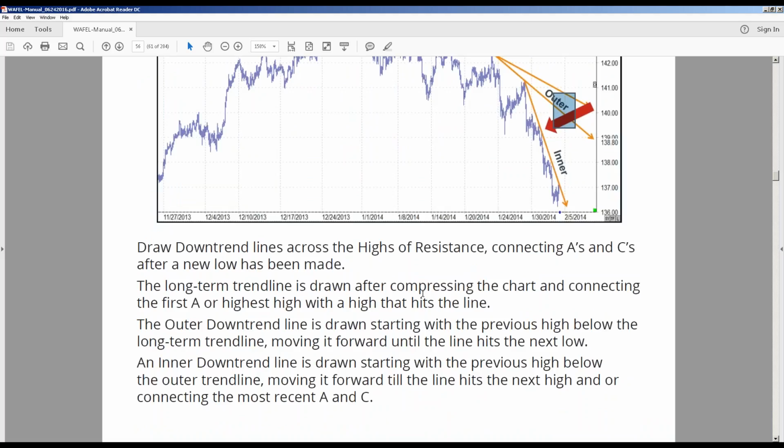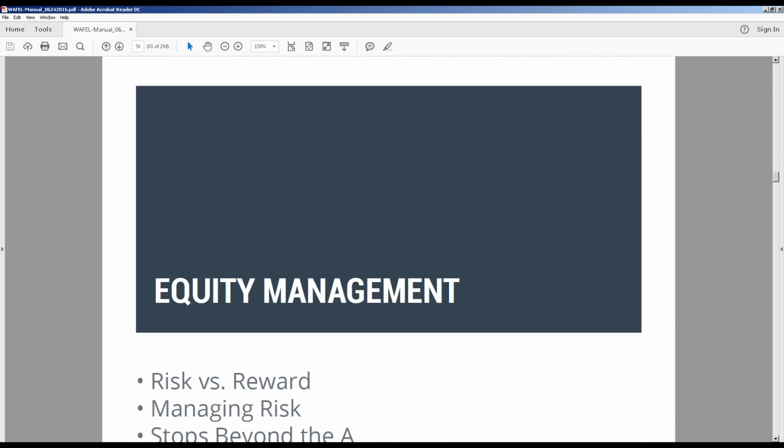The outer trend line is drawn starting with the previous high below the long-term trend line, moving it forward until the line hits the next low. An inner downtrend line is drawn starting with the previous high below the outer trend line, moving it forward till the line hits the next high and or connecting the most recent A and C.